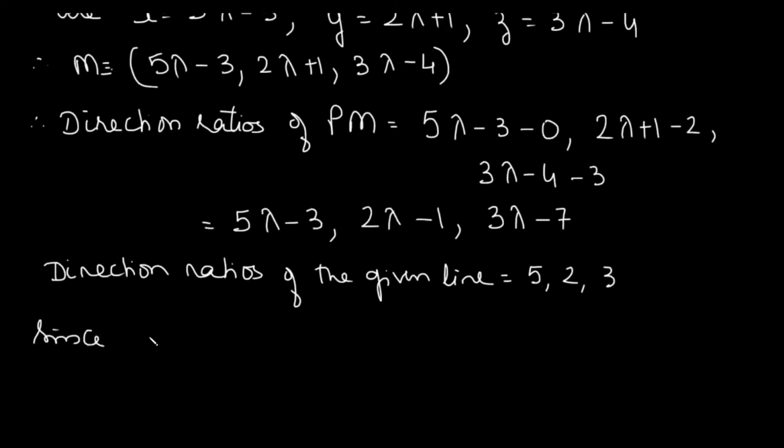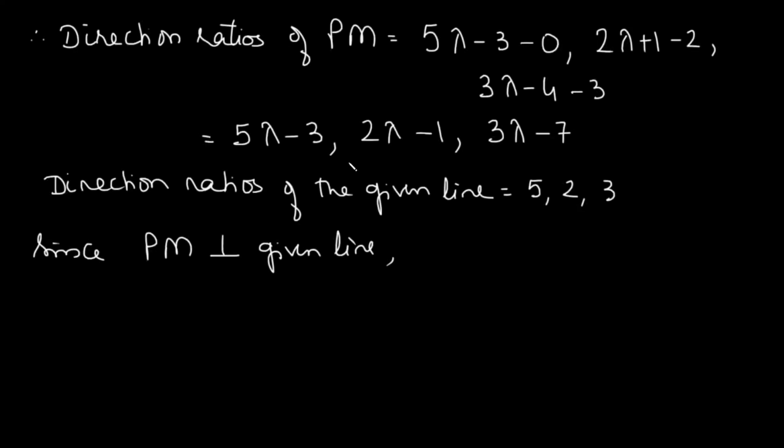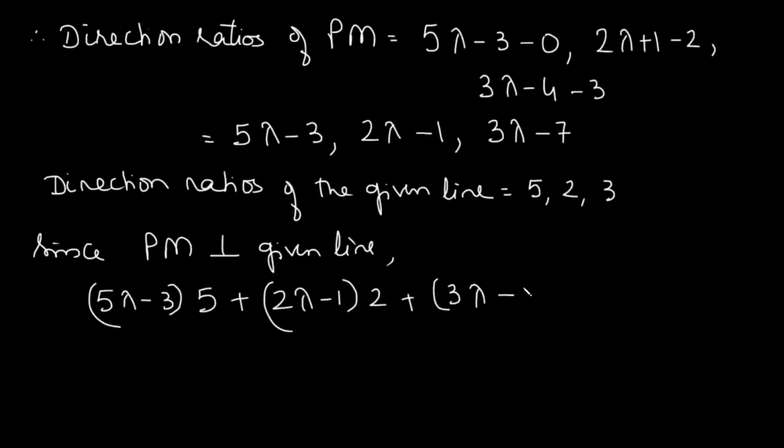Since PM is the perpendicular which is drawn from P to the line, we write PM is perpendicular to the given line. So by taking the property of perpendicularity of two lines, if two lines are perpendicular, we learned that when we multiply their direction ratios and add the corresponding values, we get 0. So here we get (5 lambda minus 3) into 5 plus (2 lambda minus 1) into 2 plus (3 lambda minus 7) into 3, and this comes out as 0.